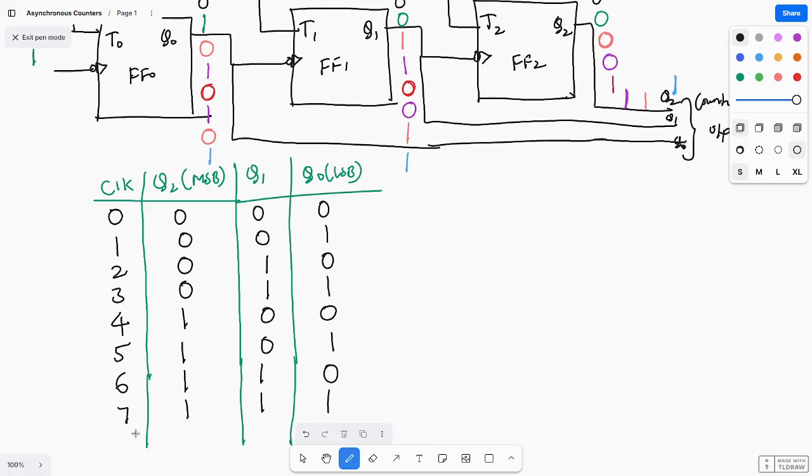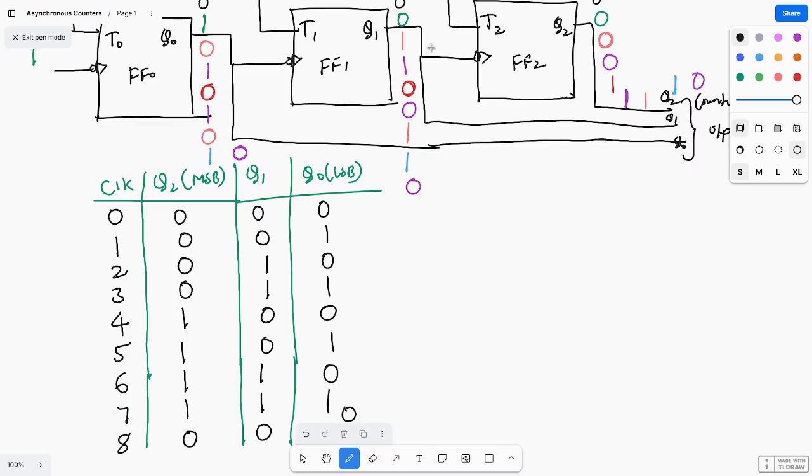At the eighth clock pulse, what happens? This will toggle from 1 to 0. So this is negate of clock, and this will toggle, so this becomes 0. Again, this is negate of clock, so this will toggle from 1 to 0. So at the eighth clock pulse, all the states become 0.